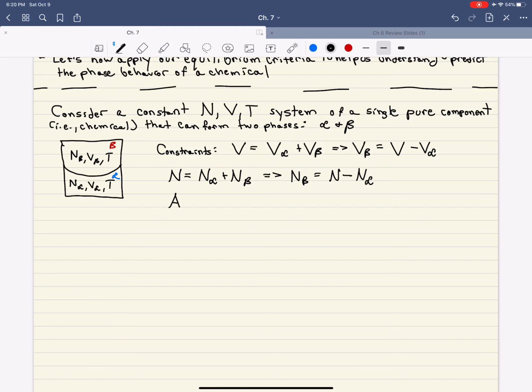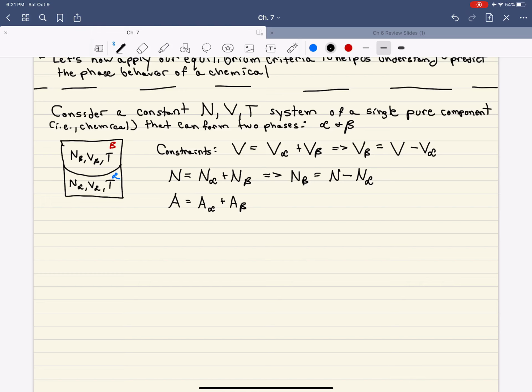But we also have another constraint when it comes to the energy of the system. Because we're dealing with a constant NVT system, the energy that we want to look at is the Helmholtz energy, A. Because if Helmholtz energy is minimized, that tells us that the system is at equilibrium. Okay, so we're going to be looking at A. In any case, the Helmholtz energy of the system is also just going to be the sum of the Helmholtz energy A alpha plus A beta.